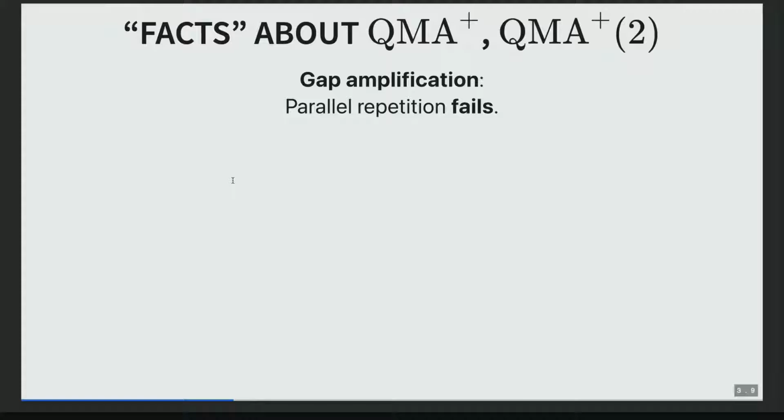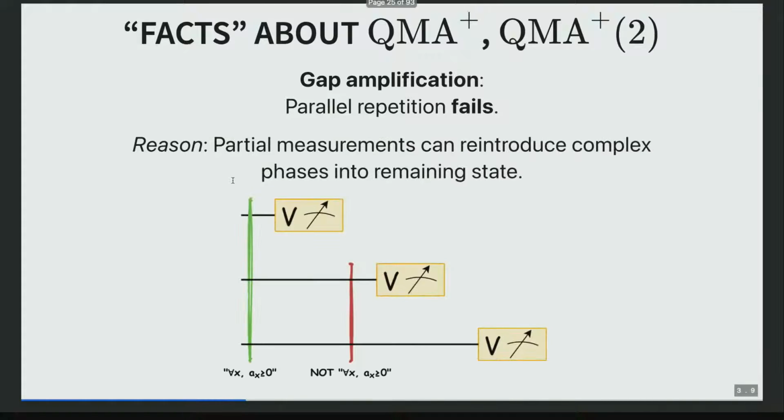And the main thing that breaks down here is, in the yes case, it works. In the yes case, you can send many copies. But in the no case, Merlin can use the fact that you're making partial measurements to eventually send you states that have complex phases in them. So a graphic here is that, if we repeat this verifier circuit many times, we might start with a state with non-negative amplitudes. But if we make a partial measurement, let's say over the first third of the qubits, we may not have a state that has non-negative amplitudes anymore. And this can be used to get a better score than what you would hope a cheating Merlin would do.